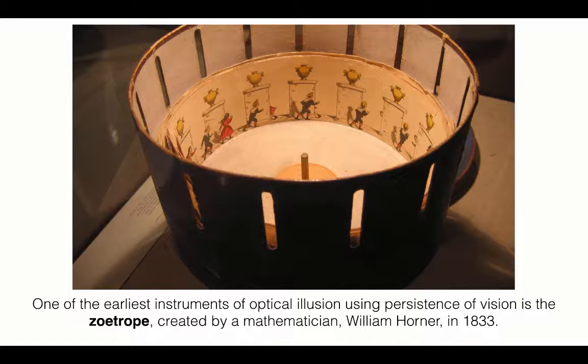So one of the earliest instruments of optical illusion that used persistence of vision is called the zoetrope, and it was created by a mathematician named William Horner in 1833. Similar kinds of little things like this have been around for a really long time, but this is one of the sort of recorded, official inventions, I guess.